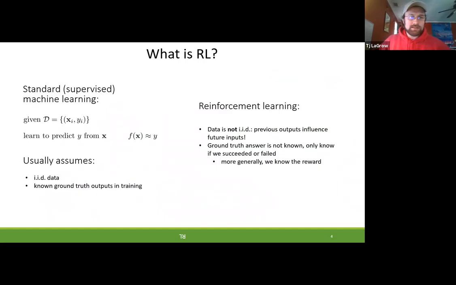So from standard machine learning, we're given some set D with an observation and action. We learn to predict Y from X, usually assuming IID data, where we know the ground truth outputs in training. For reinforcement learning, the data is not IID, as previous outputs really influence future inputs. So the ground truth answer is not known, only whether we succeed or fail. So more generally, we know the reward of what we're trying to achieve.